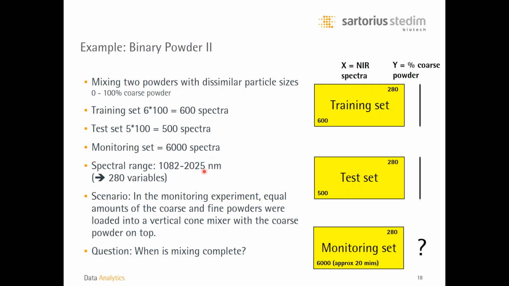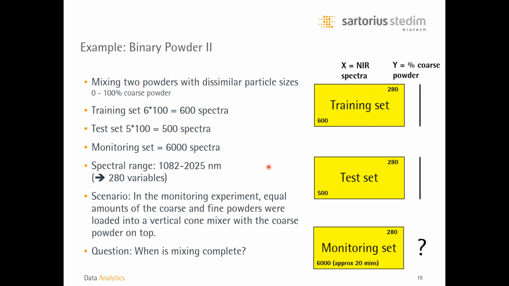So this was the spectral range, and with the resolution used, there was a little downsizing as far as the number of spectral variables was concerned, down to 280 variables. Part of this was also because they were measuring something called a monitoring set with 6,000 spectra.